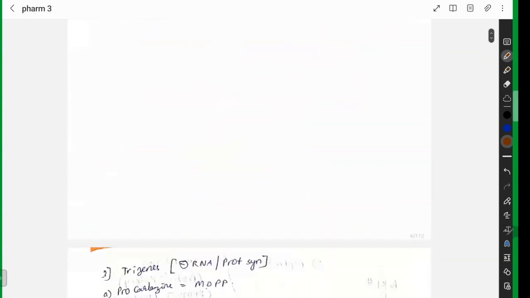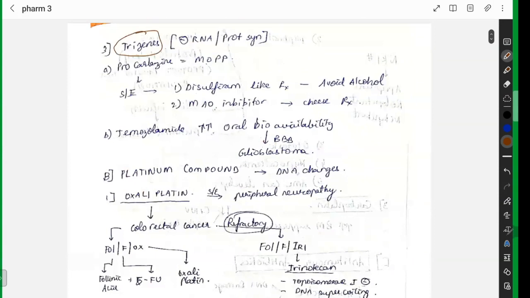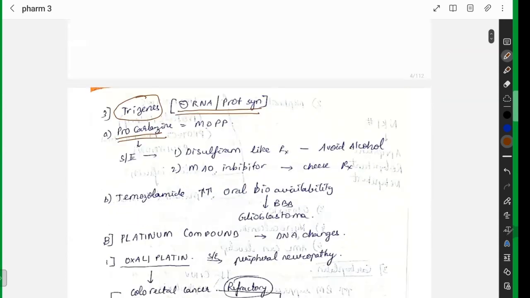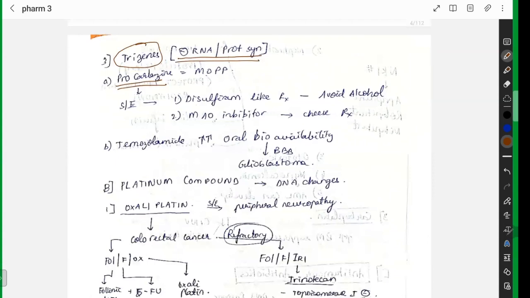Now we are going to have the third group of drugs, which is going to be your triazines. Triazines are going to inhibit RNA or protein synthesis. For example, the first drug, procarbazine. In which regimen or disease will you use procarbazine? Can you tell me?